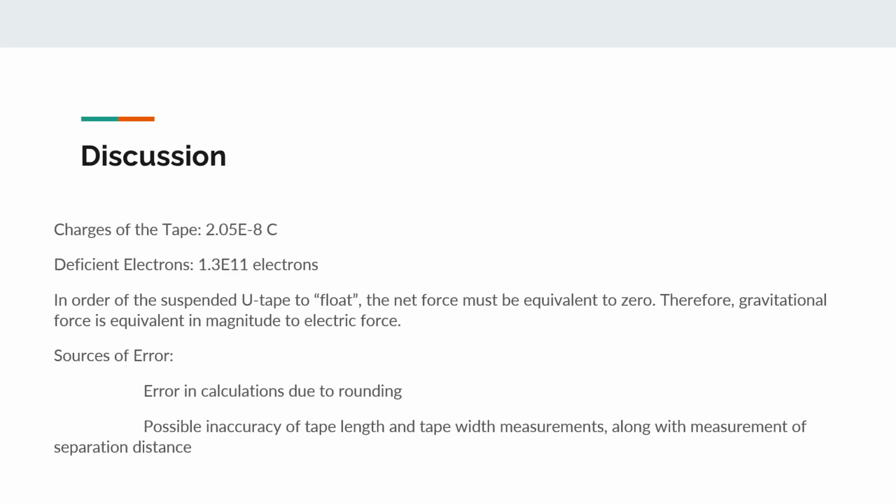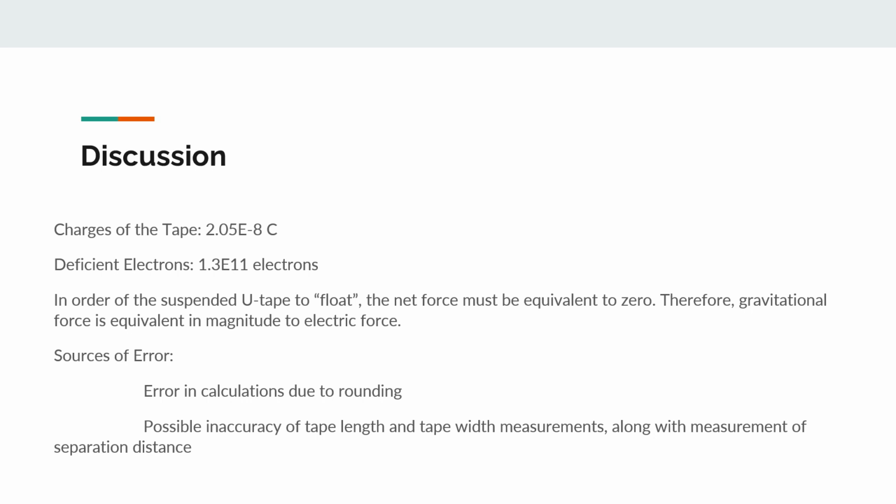The charge of the tape was 2.05 times 10 to the negative 8 coulombs. The excess electrons were 1.3 times 10 to the 11th electrons, which was determined by dividing the charge of the tape by the value of an electron, 1.6 times 10 to the negative 19. In order for the suspended U-tape to float, the net force must be equivalent to 0. Therefore, our gravitational force is equivalent in magnitude to our electric force.